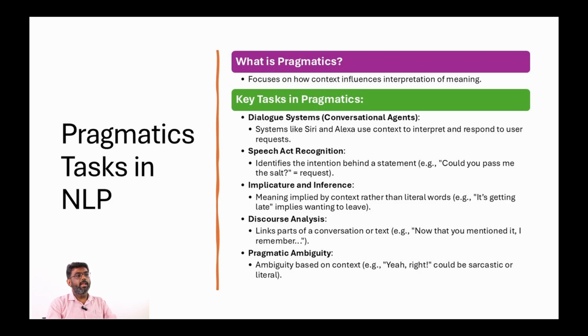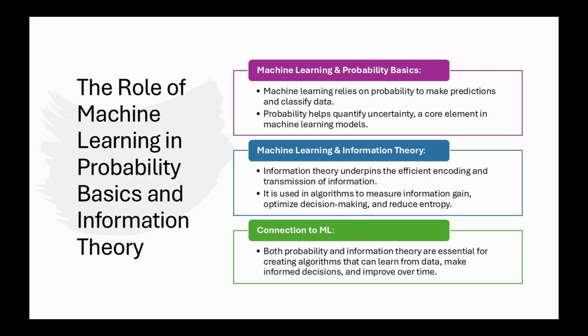In conclusion, NLP tasks can be grouped into three key areas: syntax, semantics, and pragmatics. Syntax deals with sentence structure, semantics with meaning, and pragmatics with context and real-world usage. These tasks are essential for NLP systems to understand and generate language in a way that is meaningful and contextually appropriate. The next one is the role of machine learning in probability basics and information theory.